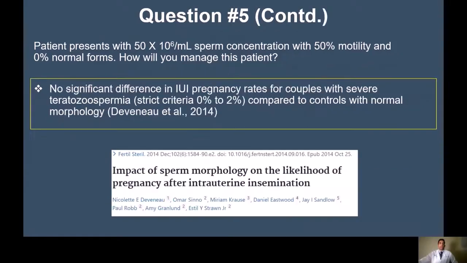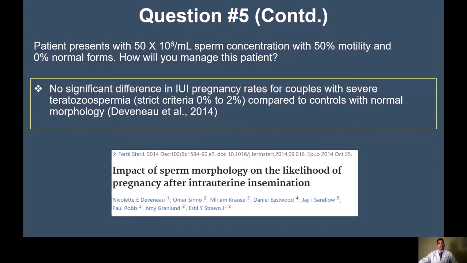Given this fact, it is very important for patients to be evaluated in the clinic and have a complete history and physical exam. Furthermore, we must discuss timed intercourse prior to proceeding with any sort of assisted reproductive techniques such as IUI or IVF. Because of the controversy and the predictive value of morphology, timed intercourse would be the next best step for this patient.